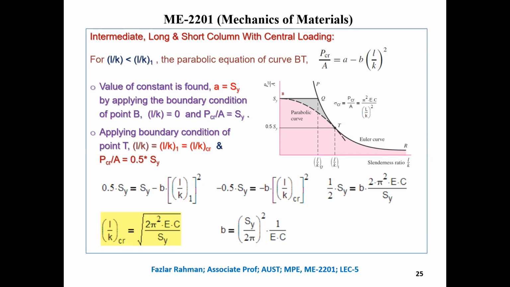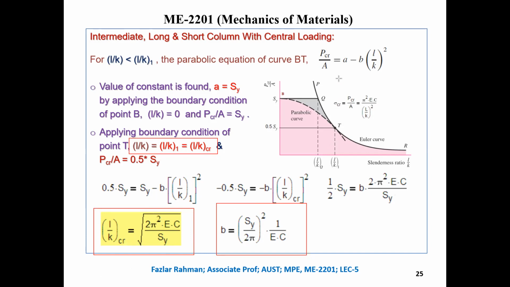But L by K1, we know this is the critical slenderness ratio. We already figured out that value, that L by K equals L by K critical. So instead of L by K1, we put L by K critical whole square. Now, what is the value of L by K critical? We already figured it out in the previous slide. This is the value of L by K critical. So this value, we put it over here. Then from here, by rearranging the equation, you figure out the value of B.